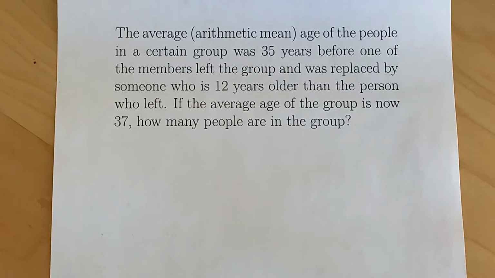The average age of the people in a group was 35 years before one of the members of the group left and was replaced by someone who was 12 years older. If the average age of the group is now 37, how many people are in the group? Let's have a look at the whiteboard and see if we can figure it out.